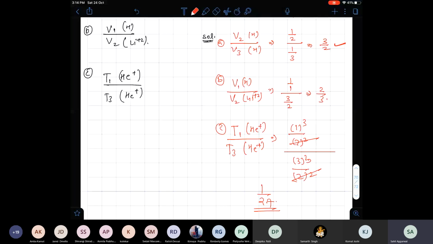Any doubt? It is 32 by 243. Pratyusha. 32 by 243. 2 to the raised power 5 we have.